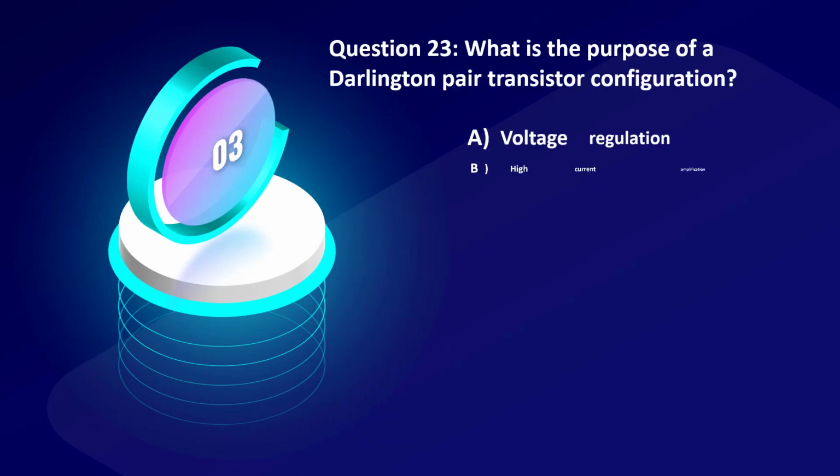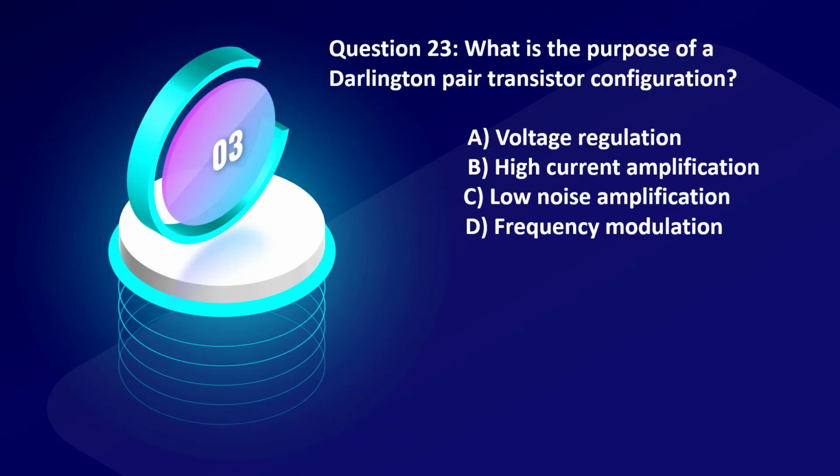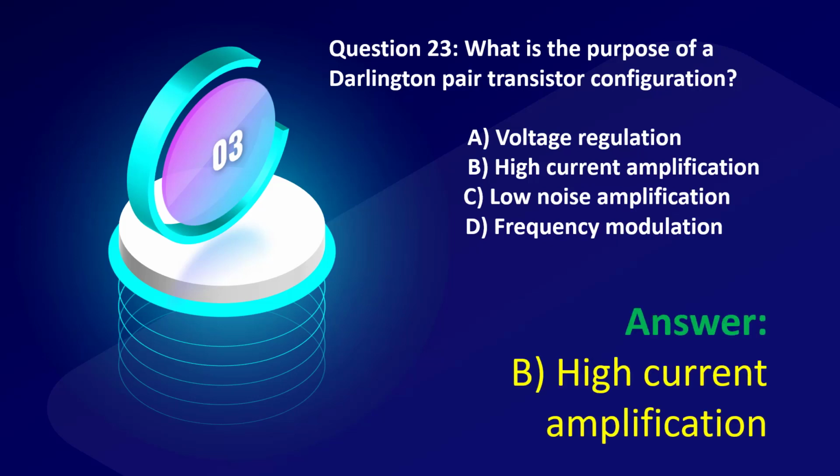Question 23. What is the purpose of a Darlington pair transistor configuration? A. Voltage regulation. B. High current amplification. C. Low noise amplification. D. Frequency modulation. Answer: B. High current amplification.